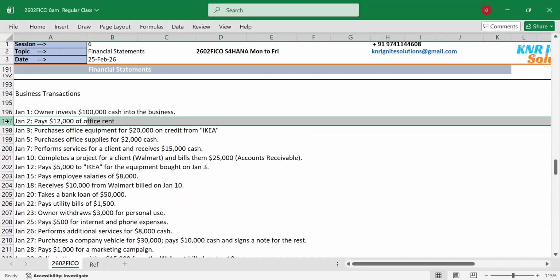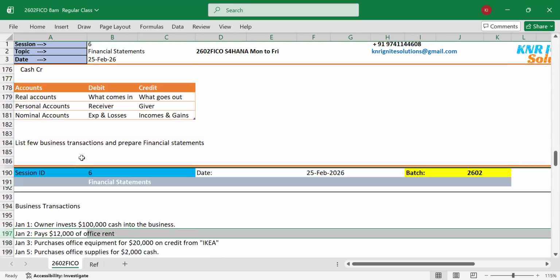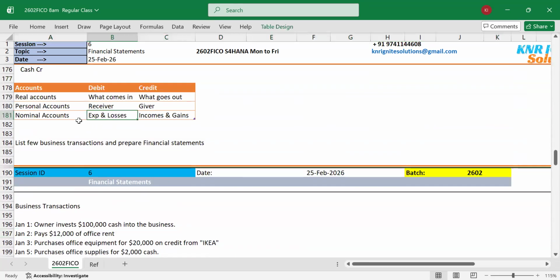Okay, rent is one of the expenses. Everybody can understand it. What do you mean by expense? What do you mean by income? Expense is something that you are spending out for certain activities. Whenever you are paying something out for certain things, that is treated as an expense. An expense is a part of nominal account. All the nominal accounts debit all expenses and losses. That's a basic fundamental that we know already.